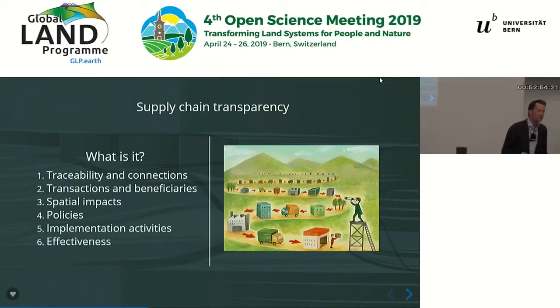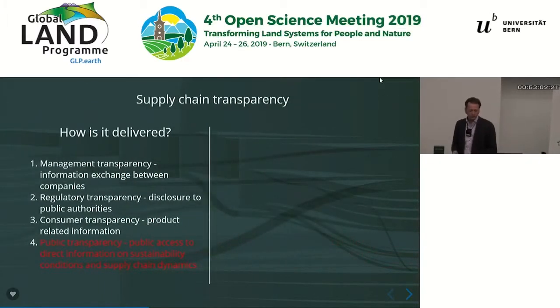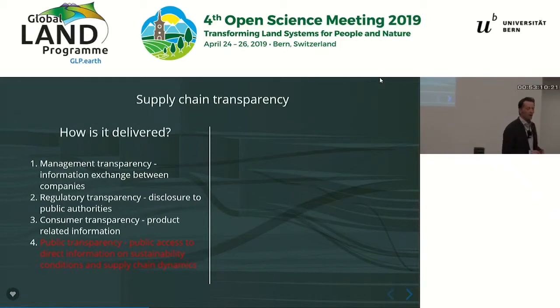And effectiveness is perhaps the weakest of all. Information, transparency around the effectiveness of policies, what's worked and what's failed. How is it delivered? Transparency isn't all public. There's a lot of transparency that's internal, whether it's within businesses, within governments, or on the consumer end.